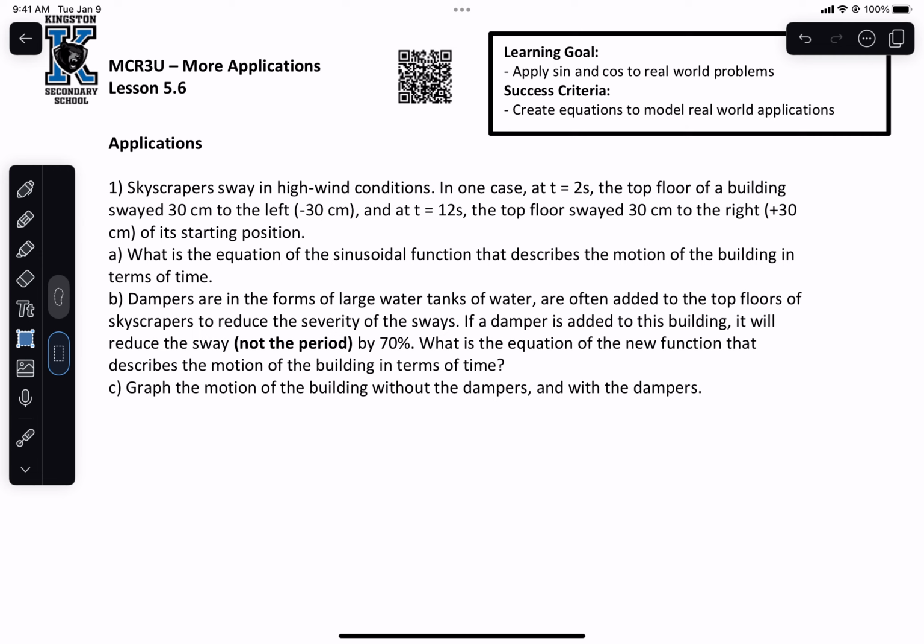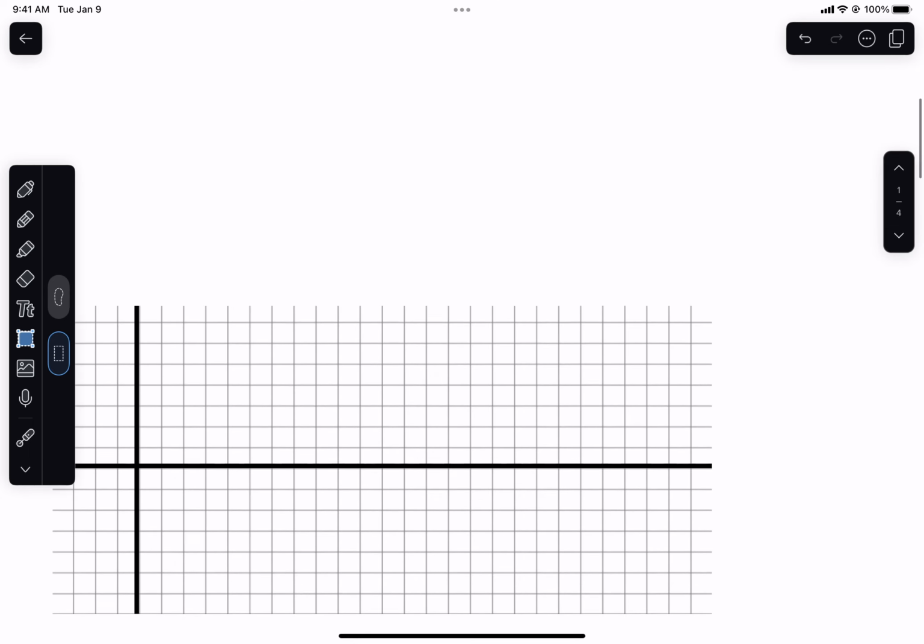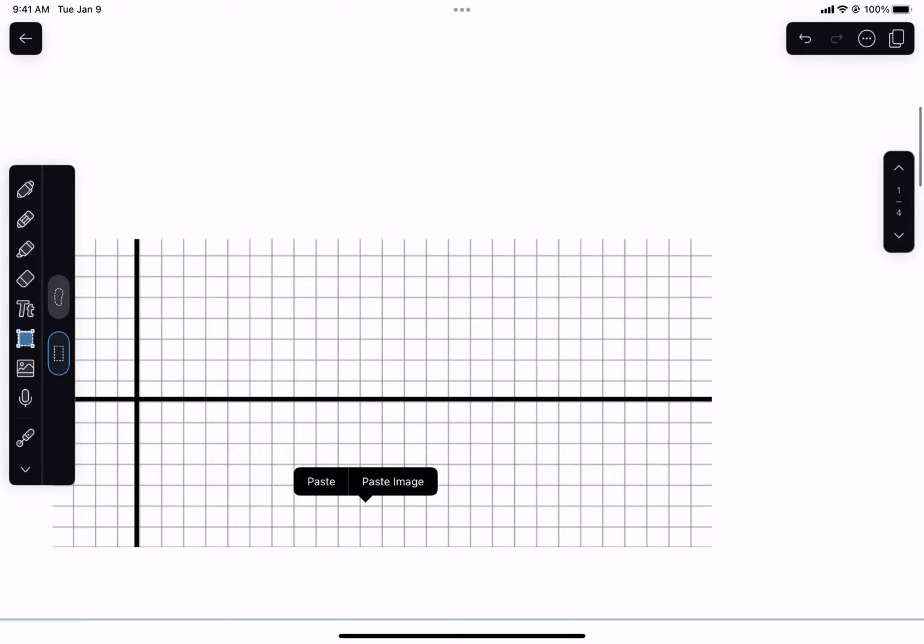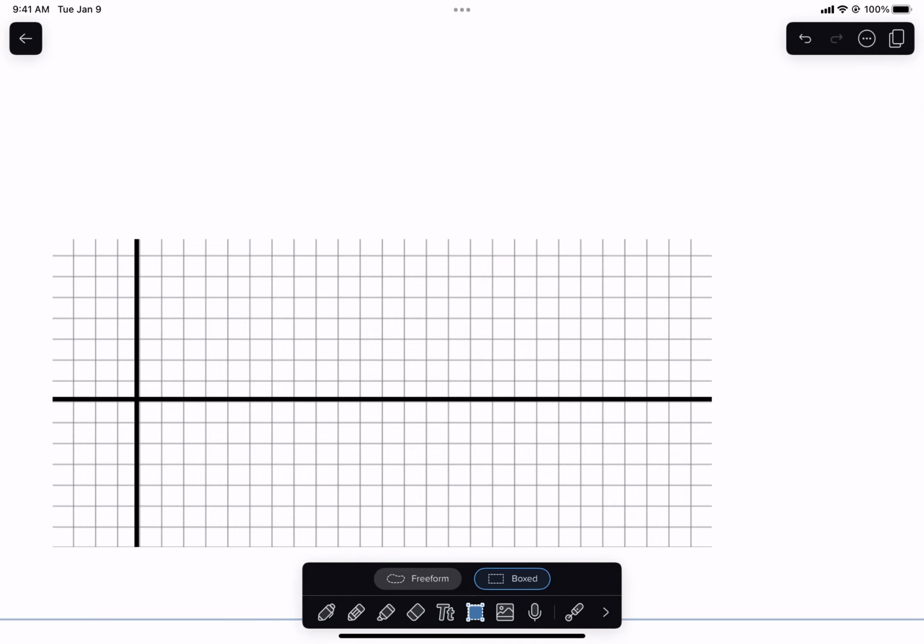In one case, at t equals 2 seconds, the top floor of a building swayed 30 centimeters to the left, and at t equals 12, the top floor swayed 30 centimeters to the right. Okay, so what I'm going to do is use the graph to my advantage here, just to help me produce what's going on.